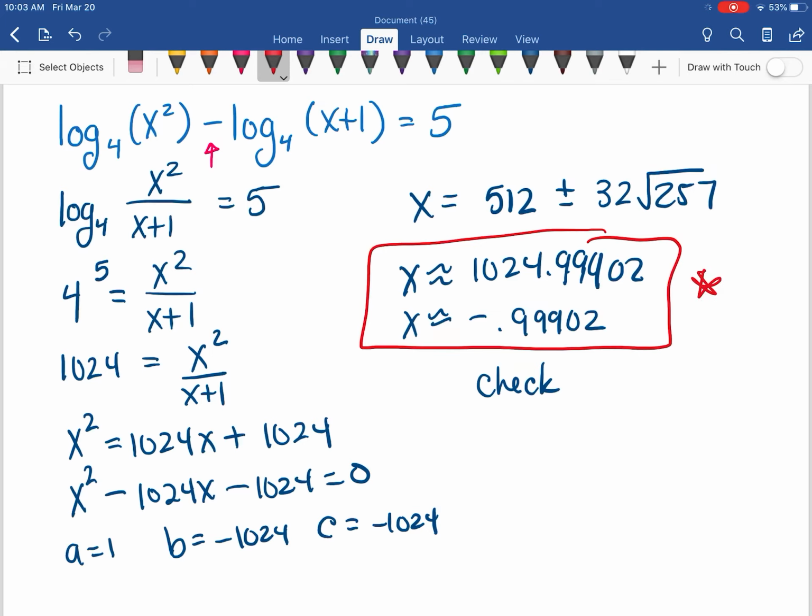So if I want to put it in as a decimal approximation, I could use this. If I need to keep exact value, I would just leave it with my square roots. And if I needed to write it as two separate answers, I would just write it as 512 plus 32 square roots of 257, and then the other answer would be 512 minus 32 square roots of 257.